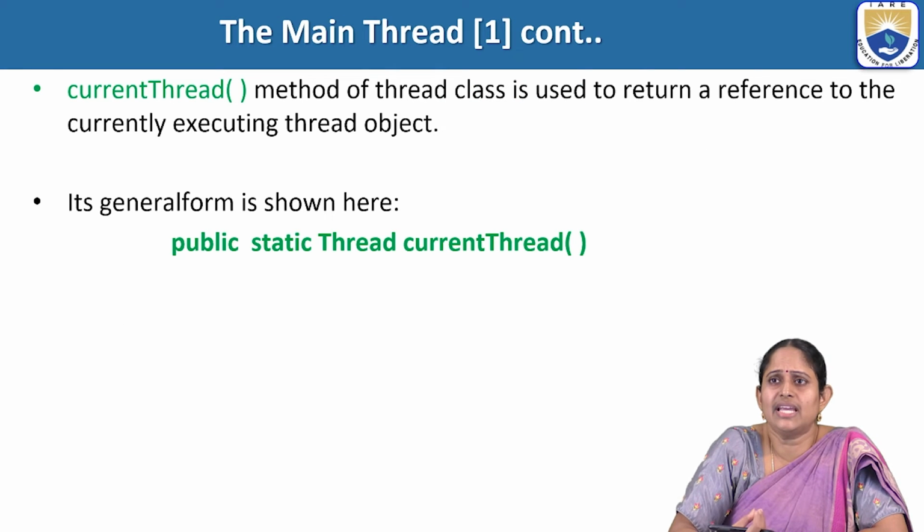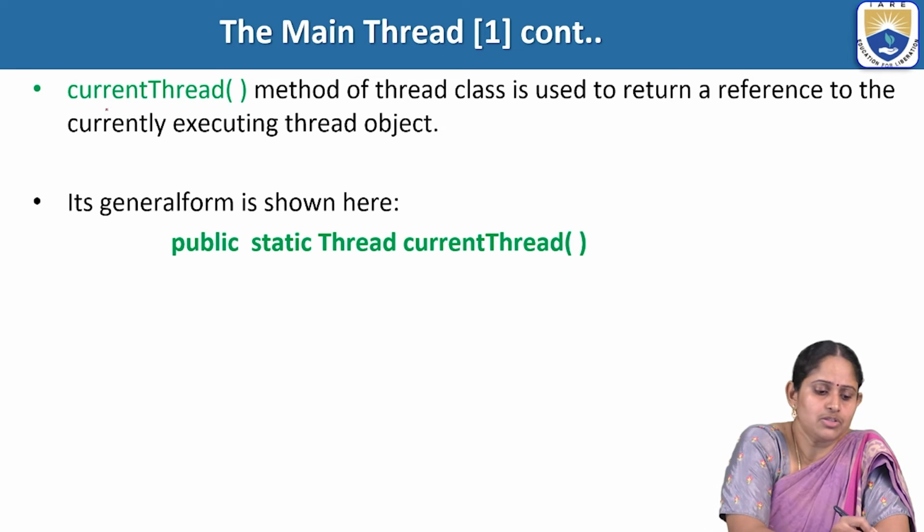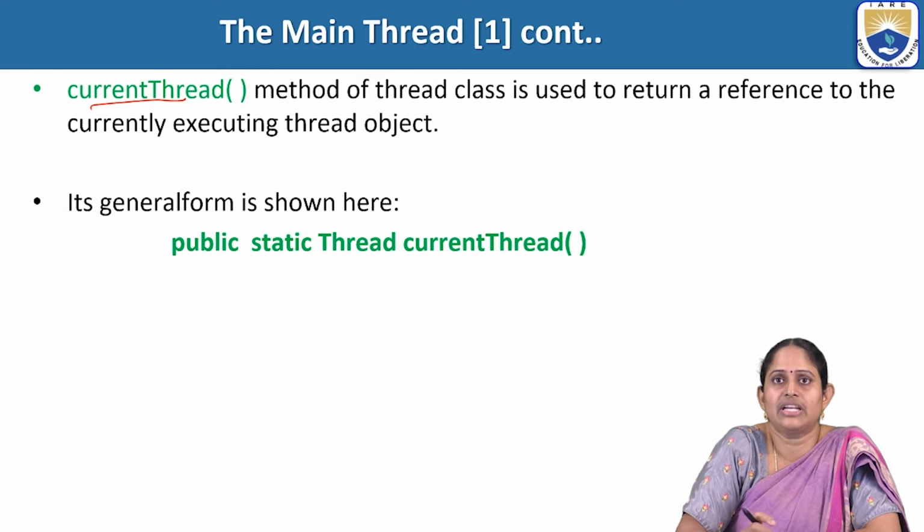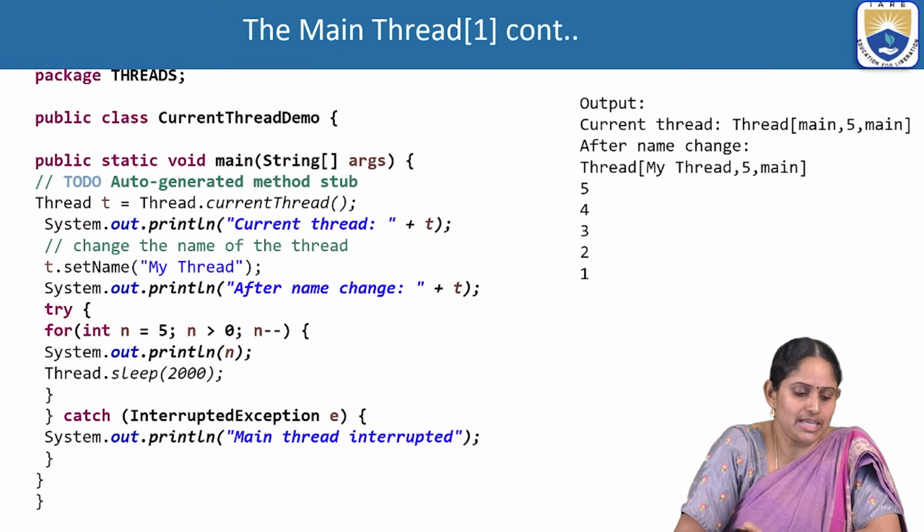Now, if you want to get a reference to the currently executing thread, we make use of the currentThread method. By making use of this method, we can create a reference to the currently executing object. Now let's look into an example.